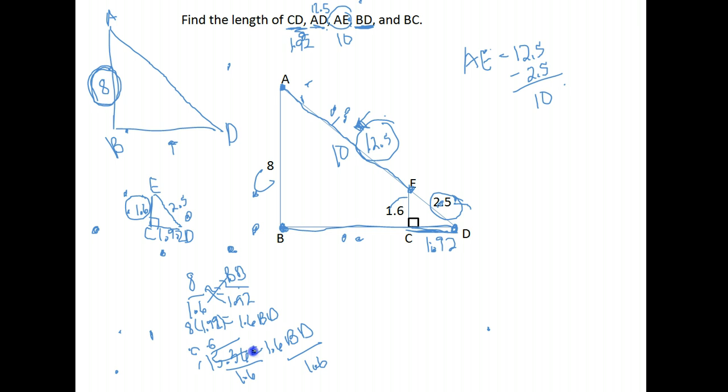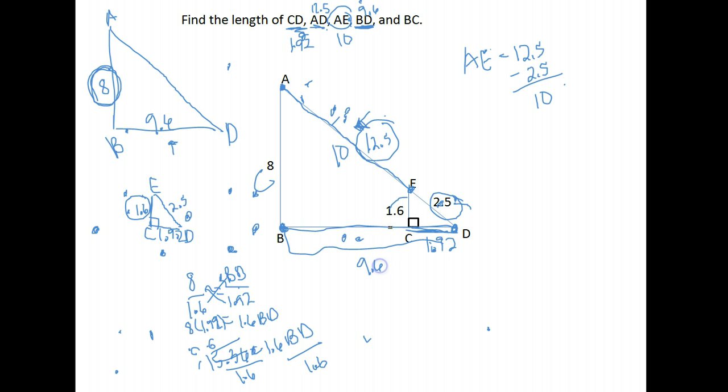A question is probably not going to ask you to find all of these parts and pieces. You may, however, have a question that asks you to find one of these pieces, and it might take you multiple steps to get there. So I'm just showing you all of the steps. So we have 9.6 for BD. I'm going to fill that in on the picture also. So this entire line here is 9.6.